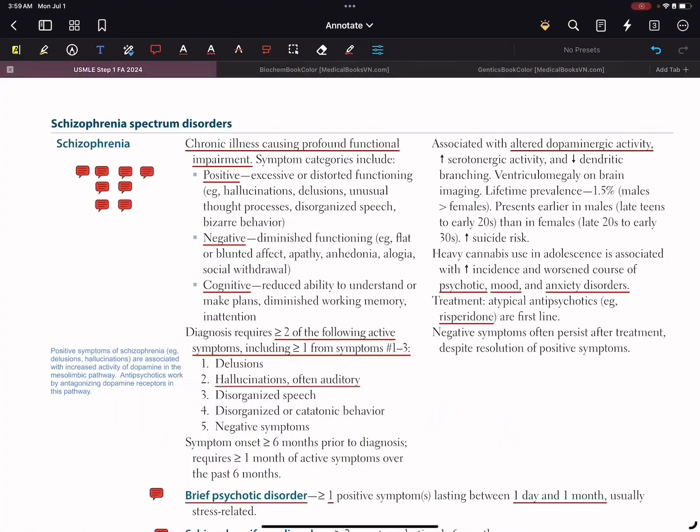Let's start. Schizophrenia spectrum disorders. Schizophrenia is a chronic illness causing profound functional impairment. Symptom categories include positive, associated with better prognosis, excessive or distorted functioning, for example hallucination, delusion, unusual thought processes, disorganized speech, bizarre behavior. Negative symptoms, diminished functioning: flat or blunted affect, apathy, anhedonia, alogia, social withdrawal. Cognitive: reduced ability to understand or make plans, diminished working memory, inattention.